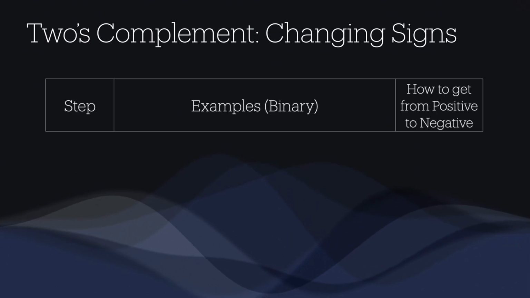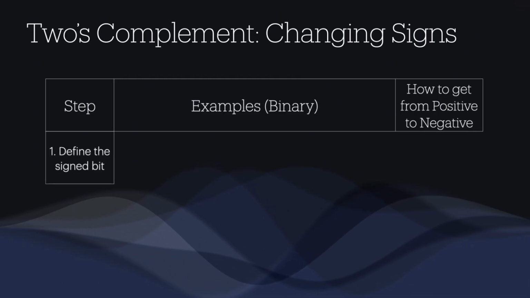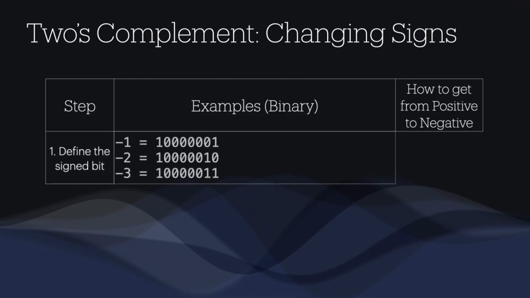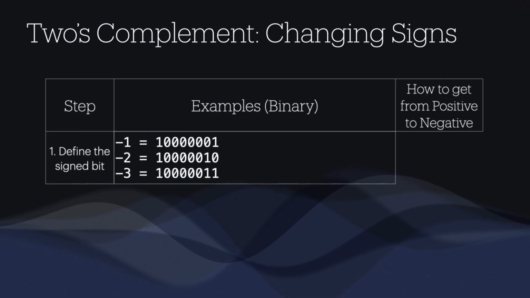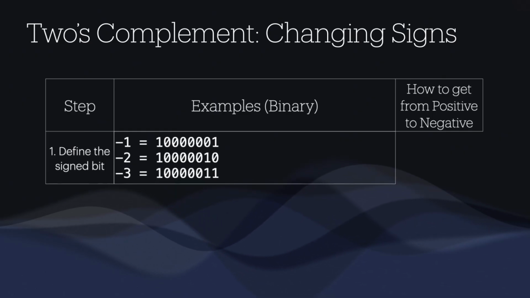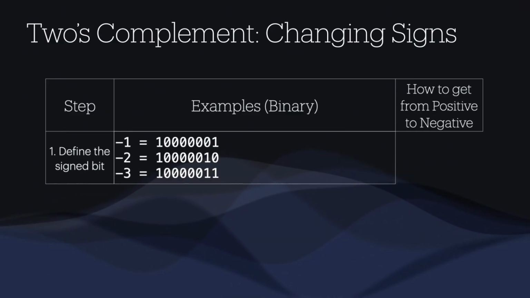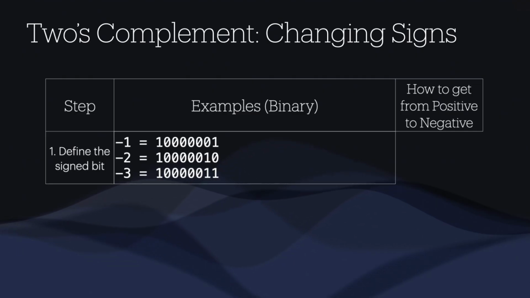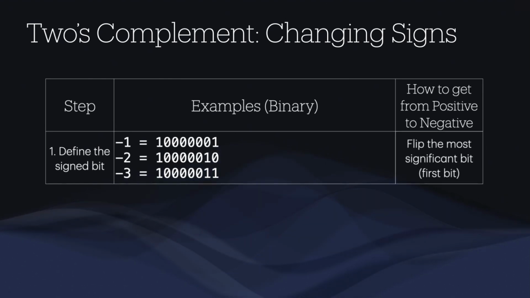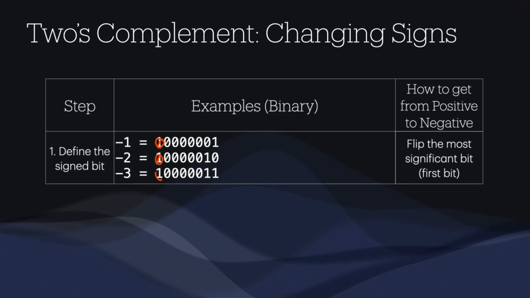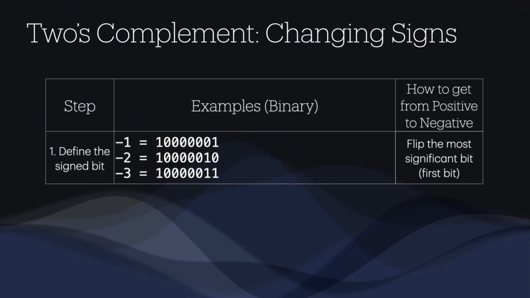Looking at it in table form, first we defined the signed bit. For the sake of clarity here, I'm only going to use 8 bits, but all the principles are going to remain the same. The first bit determines the sign, and the rest of the bits determine the value. Here I have -1 through -3 written in binary using the signed notation. All we had to do to get from positive to negative was flip the most significant bit. If we wanted to change these negative values back to positive values, all we'd have to do is change the first bit back to 0. However, that's not where we stopped.